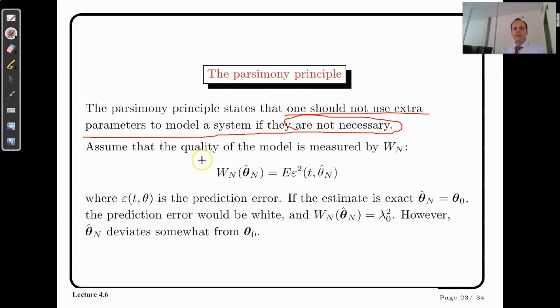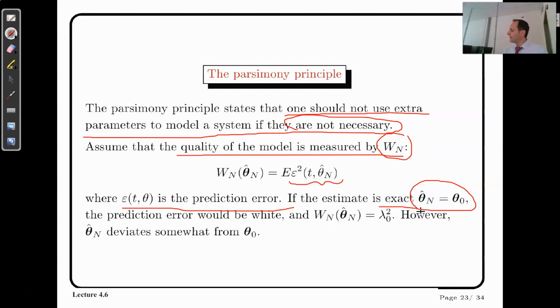So normally we assess the quality of the model by another function, which in this case is called W_N. If you can understand clearly, that is the expected value of your squared error, and epsilon is the prediction error. Of course, you remember that this holds only in theory, because normally this vector is unknown.